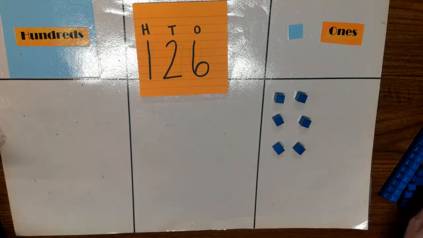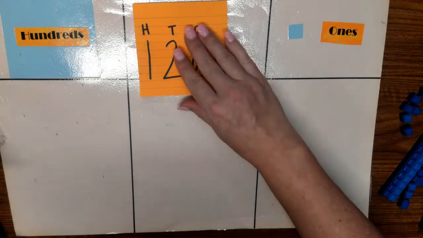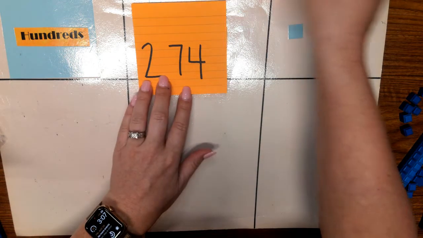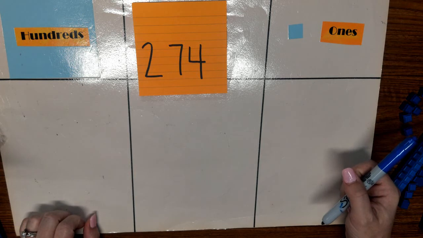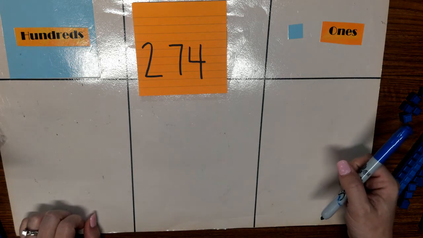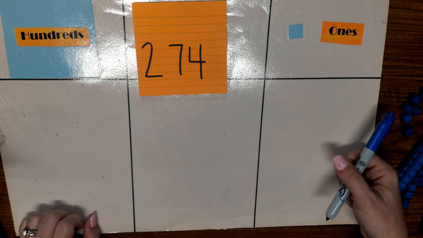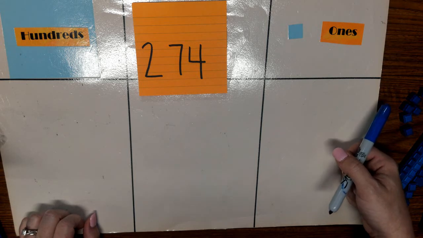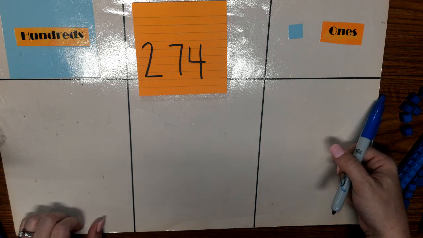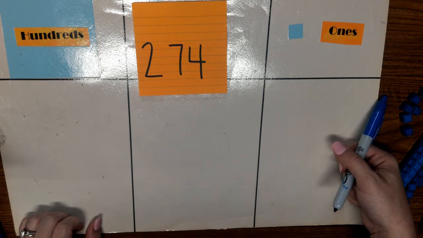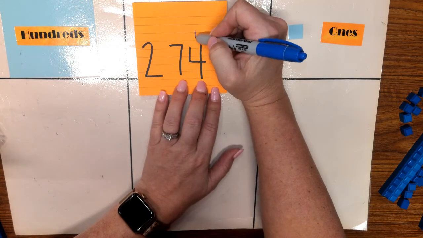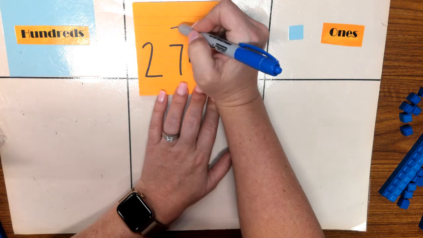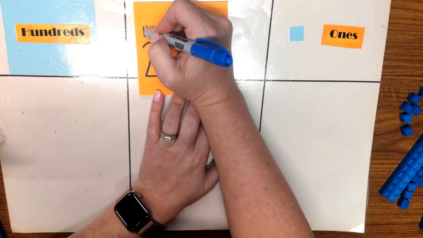All right, we're going to do one more together. Let me clear my mat. The next number that we are going to build is the number 274. Notice Miss Tucker did not say two hundred and seventy-four. No, a mathematician would never say that. When we're reading numbers, we do not use the word and unless we're reading a decimal point, and we're not doing that right now. So I'm going to label my places, ones and tens and hundreds.